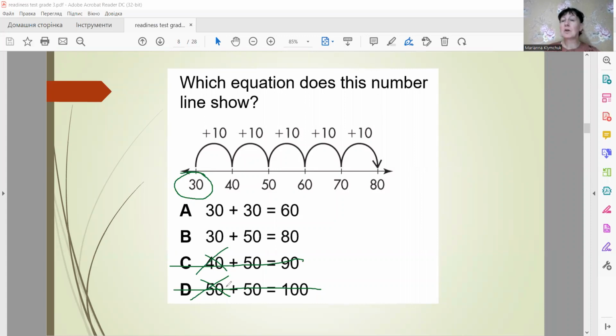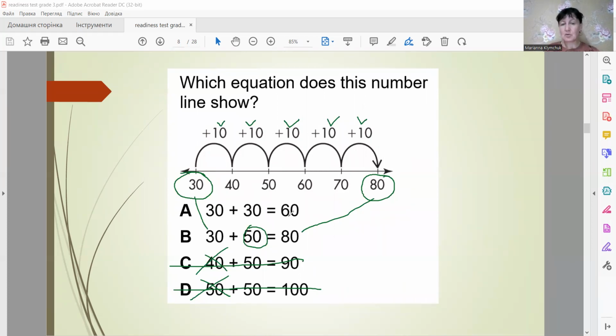Now let us count how many numbers were added. Okay, what number was added? Let us count. What was added? 10, 20, 30, 40, 50, and we stopped at 80. Our answer is 80. Okay, where do we have start 30? Where do we have end 80? Where do we have 50 in the middle? That we added 50. Only here. This is our correct answer.